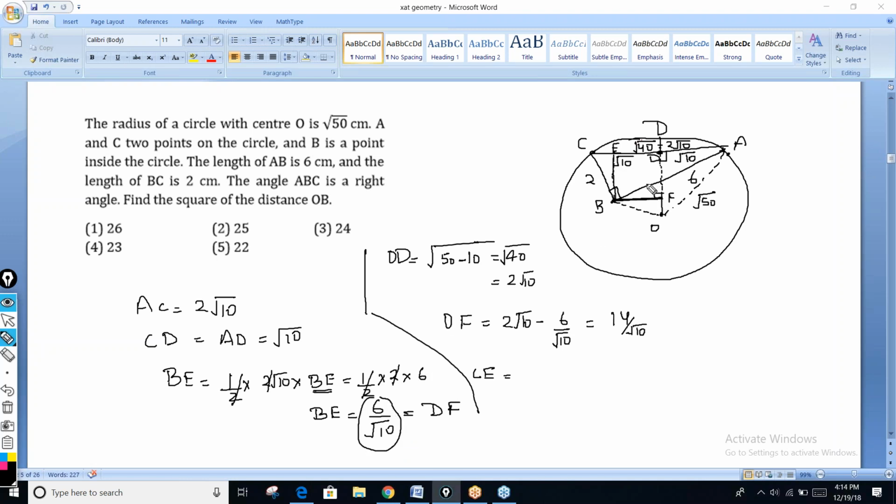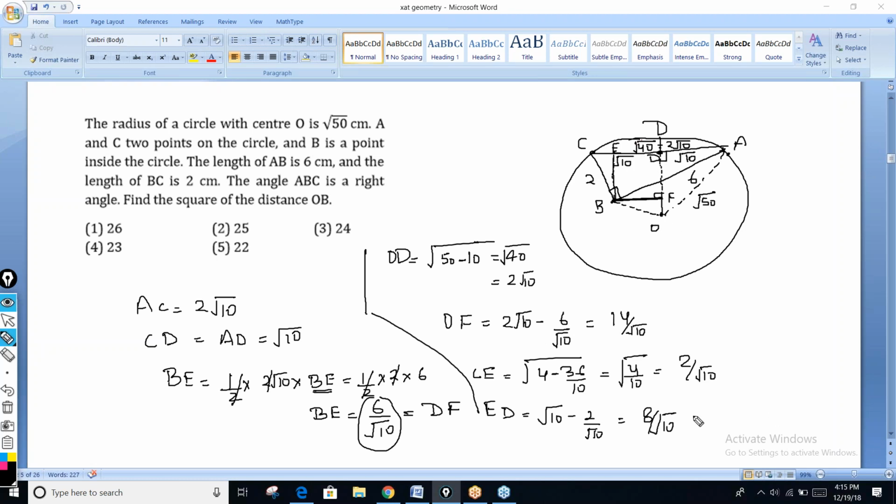So BE is also 6 upon root 10, and BC is 2. So can I get the length of CE? CE is A square minus B square, that is 36 upon 10. So that is root 4 upon 10, or I can say 2 upon root 10. Now I have the length of CE also. So what is ED? ED, that is root 10 minus 2 upon root 10, that is 10 minus 2, it is 8 upon root 10. So that is the length of ED.